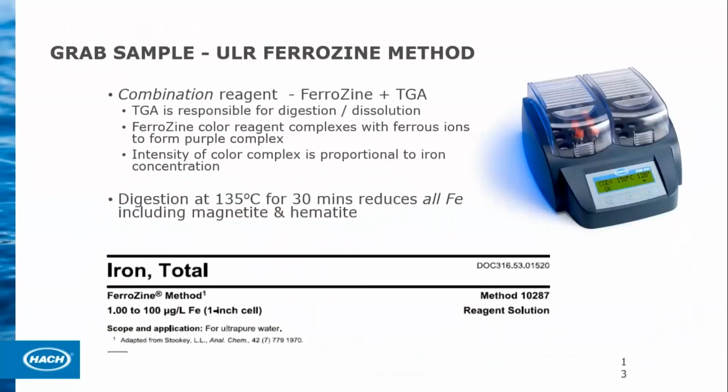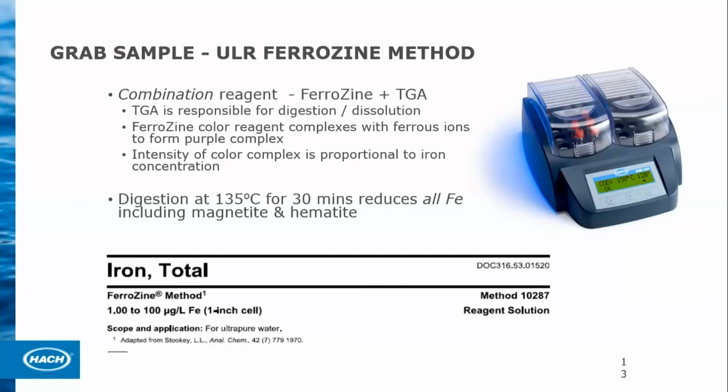So what is this spectroscopic method? It's what we call the Ferrozine method. And what the Ferrozine reagent really is, it's a combination reagent. So it consists of a color developer that complexes with the ferrous ions, and it forms that pinkish purplish complex. That color intensity is proportional to the iron concentration. And we measure it at the wavelength that we've designated, and it works out very well.